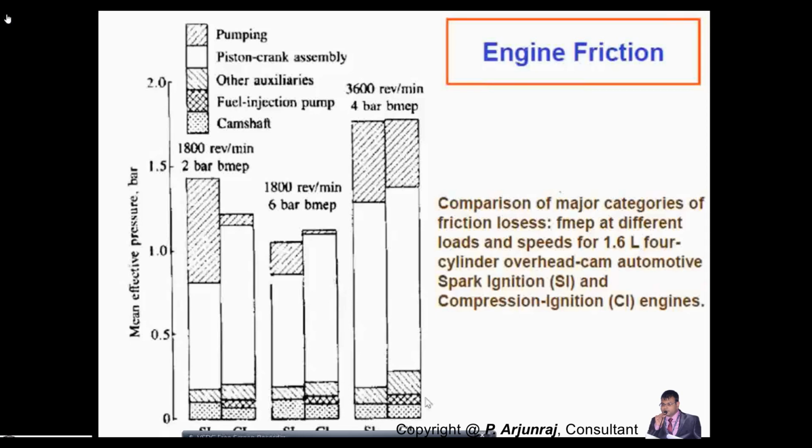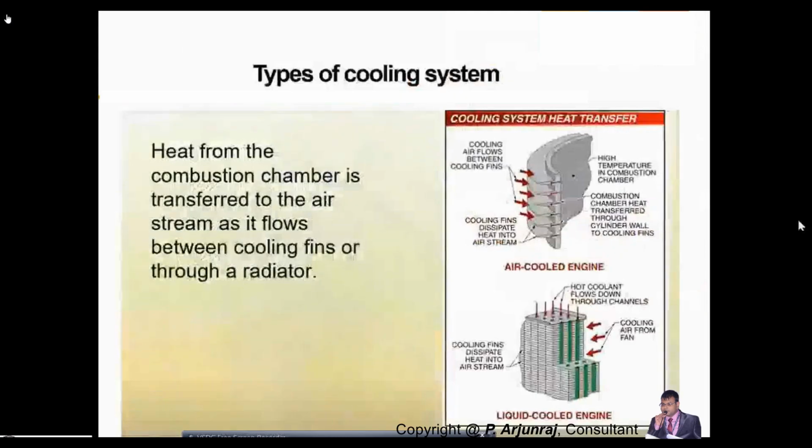And again, correspondingly, there will be changes with respect to the auxiliaries and also the camshaft. Here, the camshaft is going to be similar between the SA and CA engine, whereas in previous cases, the SA engine had more mean effective pressure than the CA engine. So this is just a comparison between SA and CA engine in the case of a 1.6 liter 4-cylinder engine with respect to different RPM and also the brake mean effective pressure.